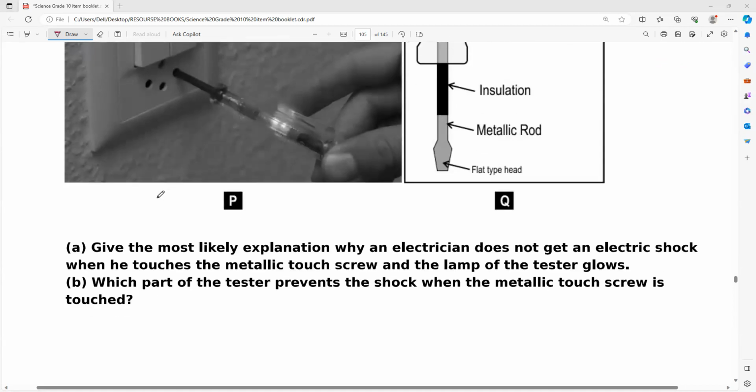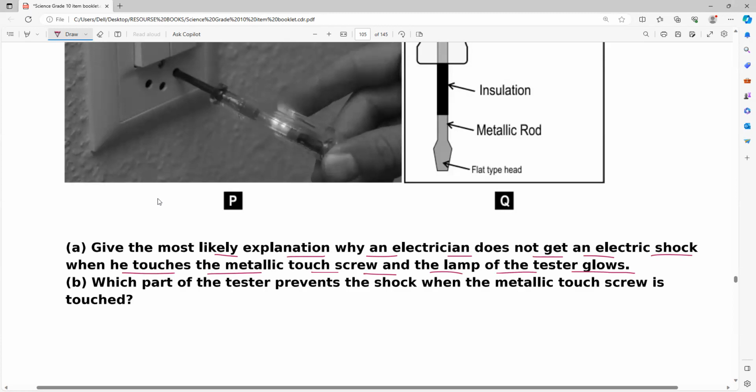Now the question is, give the most likely explanation why an electrician does not get an electric shock when he touches the metallic torch screw and the lamp of the tester glows.